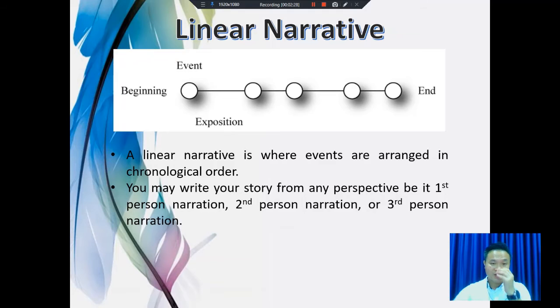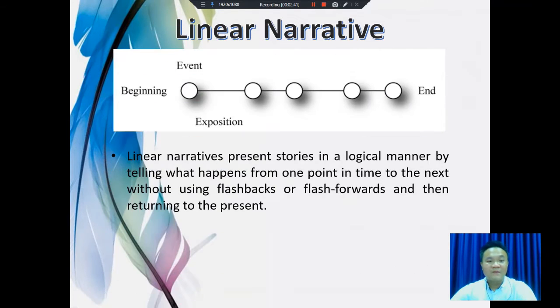Now, if you look at the chart here, from the beginning to the end, this story is set in a straight line. So this is more commonly known as the linear narrative. Linear narratives present stories in a logical manner by telling what happens from one point in time to the next without using flashback or flash forward and then returning to the present. No, we are not using all those. The story goes straight to the end.